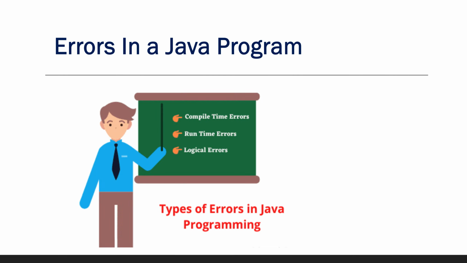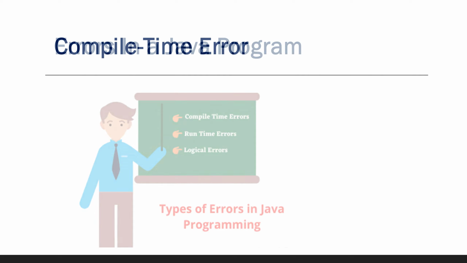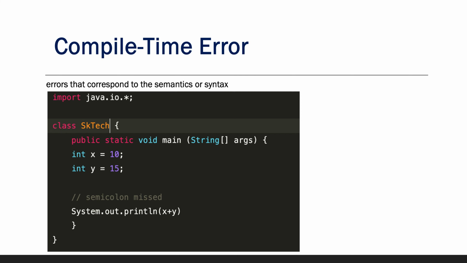So basically there are three types of error in a Java program: compile time error, runtime error, and logical error. So let's see one by one. First is compile time error. These are syntactical errors found in the code due to which the program fails to compile. For example, forgetting a semicolon at the end of a Java statement, or writing a statement without proper syntax, will result in a compile time error.